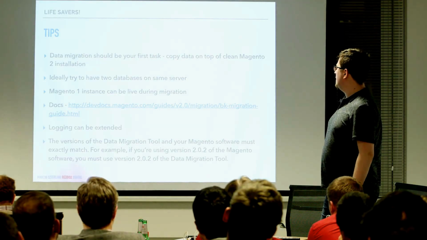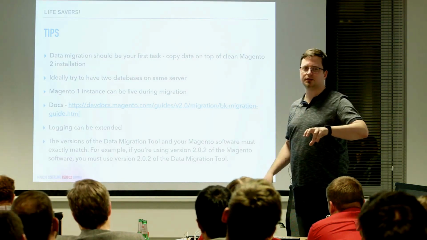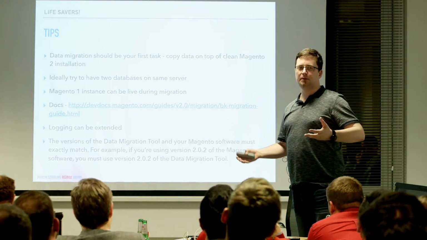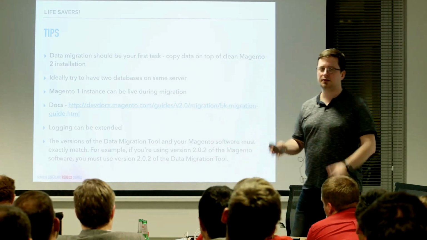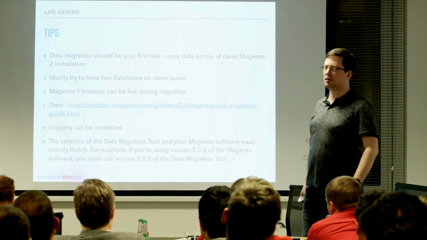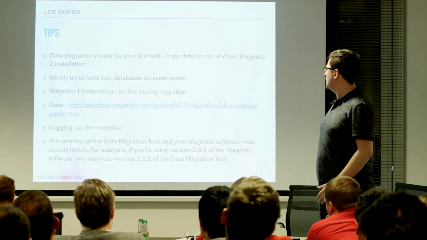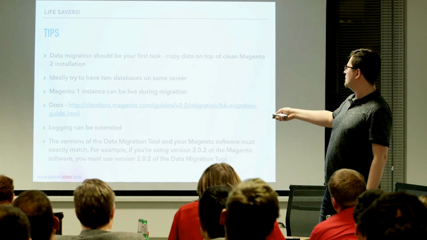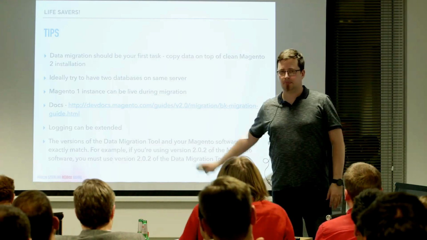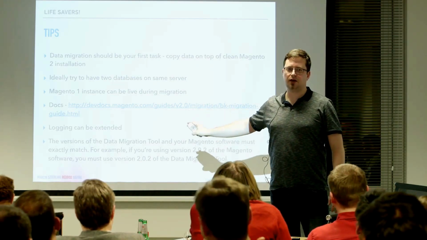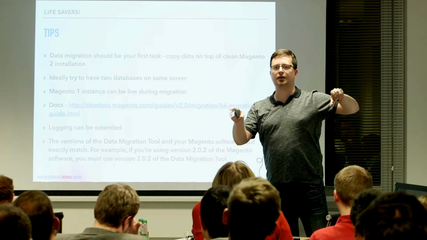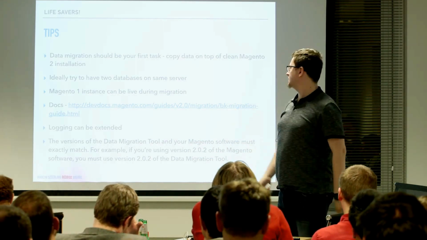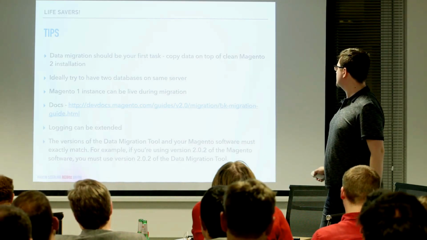The quickest way to run it is to run it on the same server. There's a special option for that, which knows that the database is on the same server, so it uses extended inserts and stuff like that. It really speeds things up, but you can do it remotely as well. Magento 1 can be live during migration. This tool can handle that, which is great. You can have Magento 1 up and running, Magento 2 getting all the data, and then all the deltas coming in. There's a really nice guide.